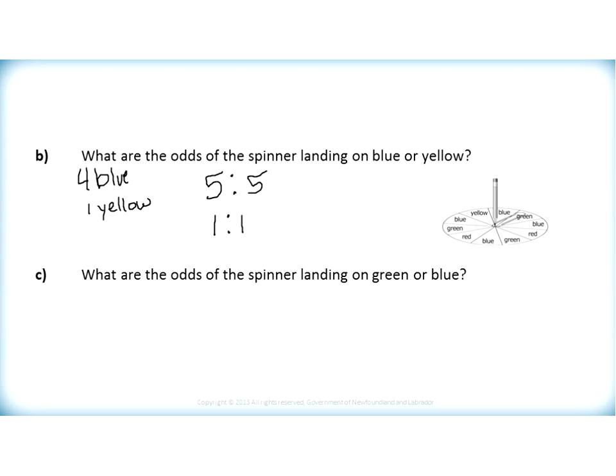What are the odds of the spinner landing on green or blue? Well, once again, there's 4 possibilities for blue, and there are 3 possibilities for green. Which means that in total, we have 7 ways that we can get either blue or green, which leaves out of the 10 only 3 ways to spin something other than green or blue. That's the 2 red and the 1 yellow options. So the odds of the spinner landing on green or blue would be 7 to 3.